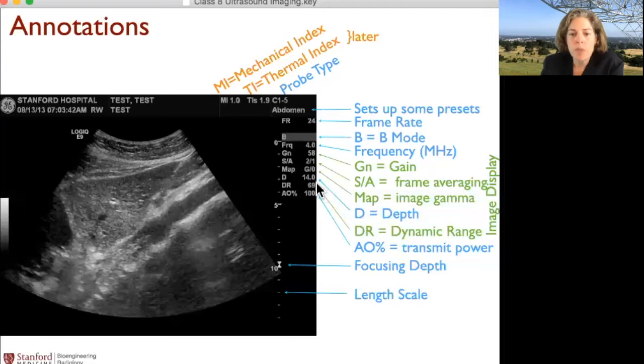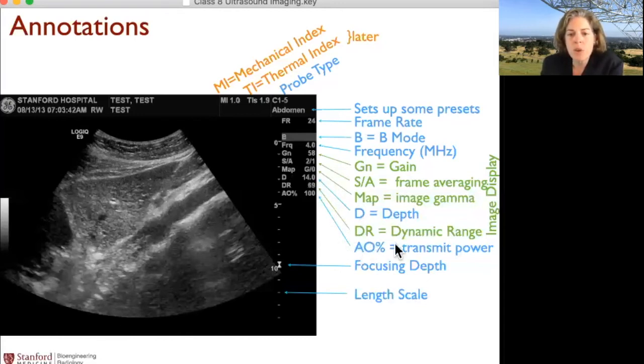Let's see, depth over here. This is specifying the total depth. When you type in a depth of 14 centimeters, what that's doing is telling the computer how long to listen to the echo coming back before it goes and does another line. So 14 centimeters is the longest time that you're willing to listen to the echoes coming back.